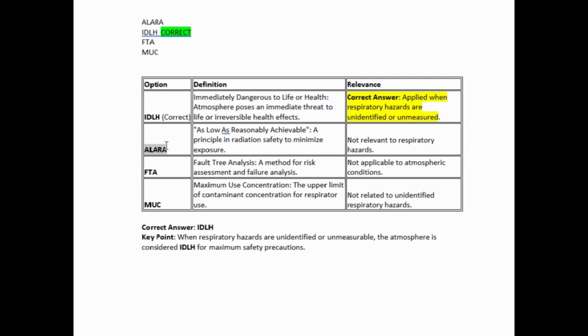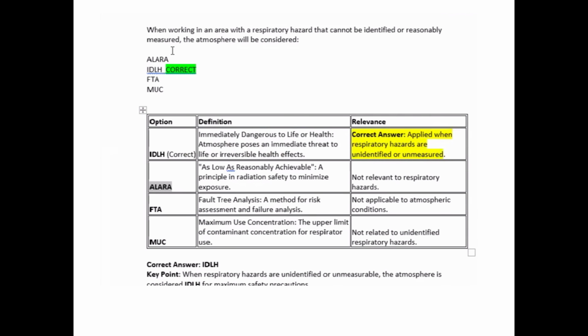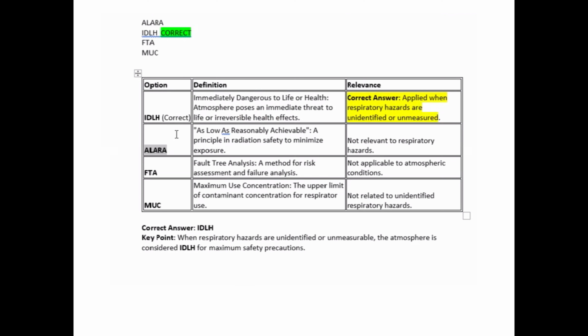ALARA is another concept. Since these options are given, I am going to explain all the other options also, so that you can understand. You can connect them to answer the question. It may not be that you know all the answers, and sometimes you don't know the options either, but you can connect and eliminate, which is possible because after all, options are given. ALARA means as low as reasonably achievable. The ALARA principle we use in radiation, not for respiratory hazards and respiratory diseases. FTA is fault tree analysis, and MUC is maximum use concentration.